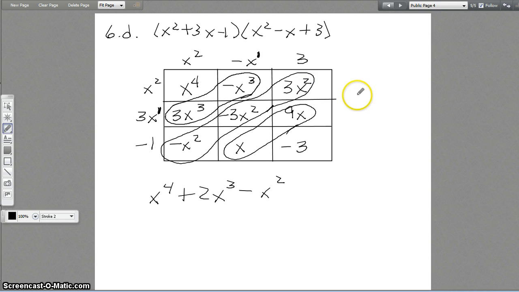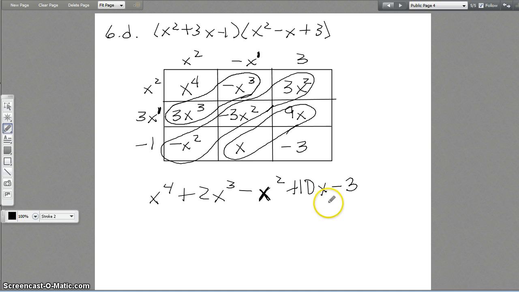So writing out the completed answer, we have x to the fourth. And then we need our x cubed terms. We have 3x cubed minus x cubed is going to be 2x cubed. And then our squared terms, we have negative x squared minus 3x squared plus 3x squared. So that's going to be a negative x squared. Sorry, let me fix that x there. And then our x terms, we have x and 9x. So that is going to be 10x. And then we also have a negative 3. So that is going to be our answer, working it out by the grid method.